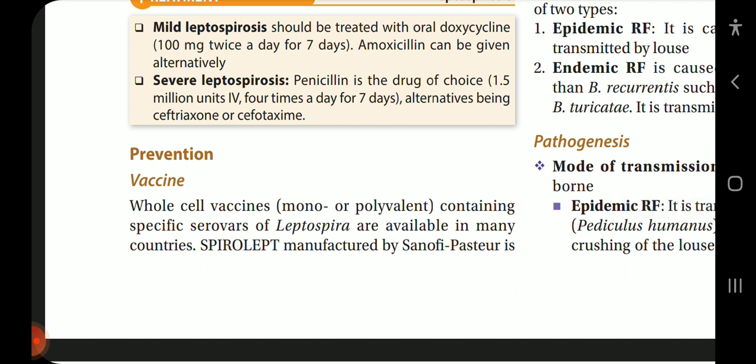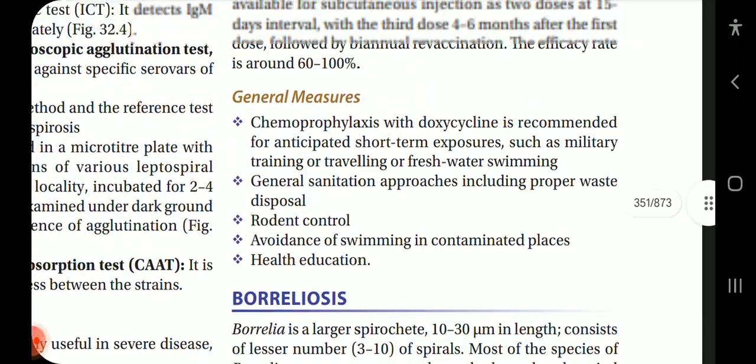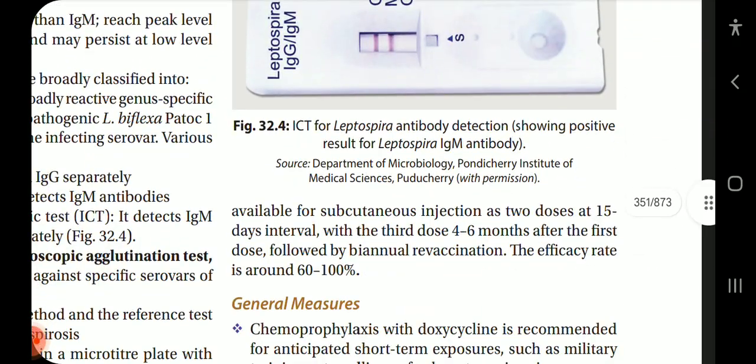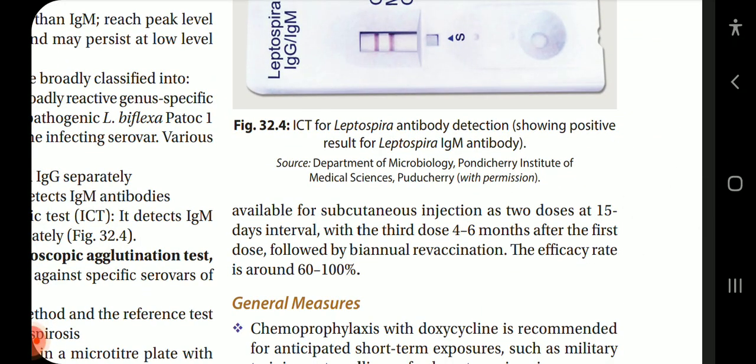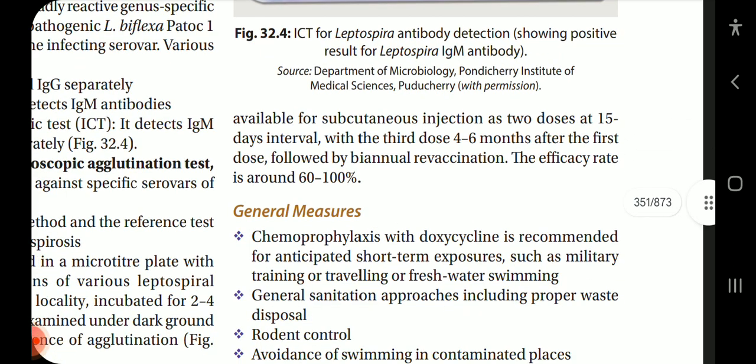Alright, now coming to prevention. Vaccine: whole cell vaccines, mono or polyvalent, containing specific serovars of Leptospira are available in many countries. Spirolept, manufactured by Sanofi Pasteur, is available for subcutaneous injection as 2 doses at 15 day intervals, with the third dose 4 to 6 months after the first dose, followed by biannual revaccination. The efficacy rate is around 60 to 100%.